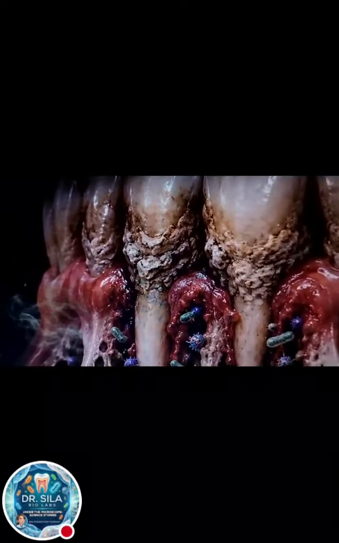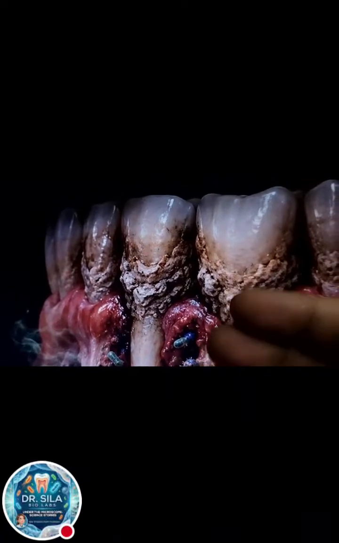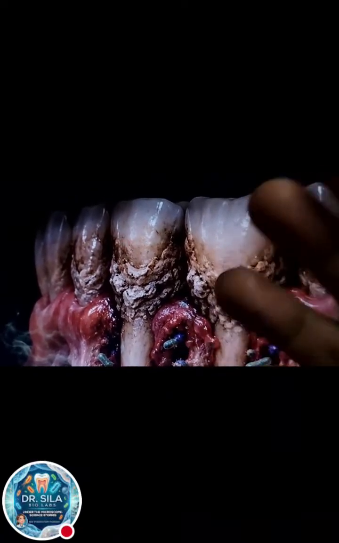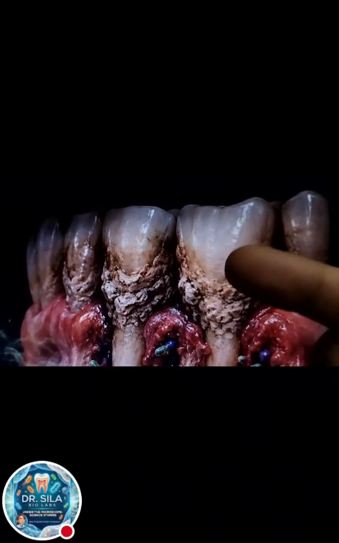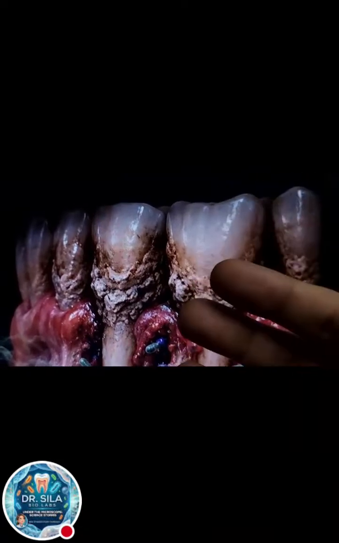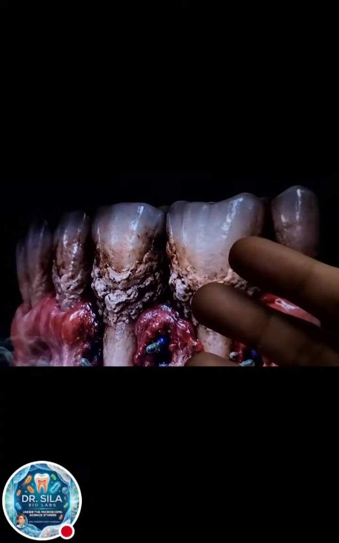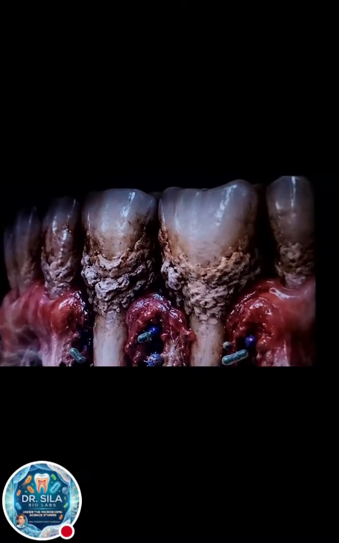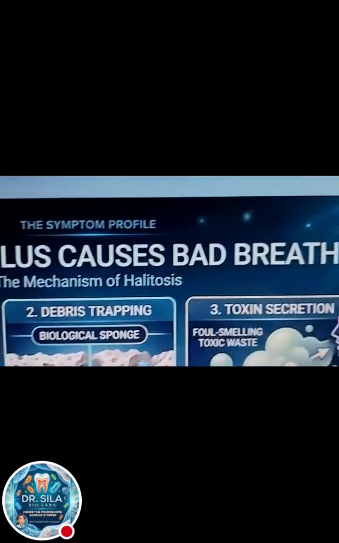Now that we understand calculus chemically and biologically, let's explore the destructive pathology. How exactly does this calcified rock trigger severe bad breath, tissue destruction, and permanent bone loss? First, coming to why calculus causes bad breath.